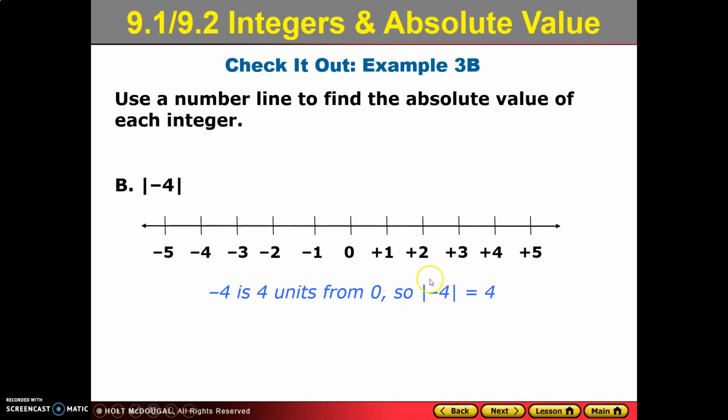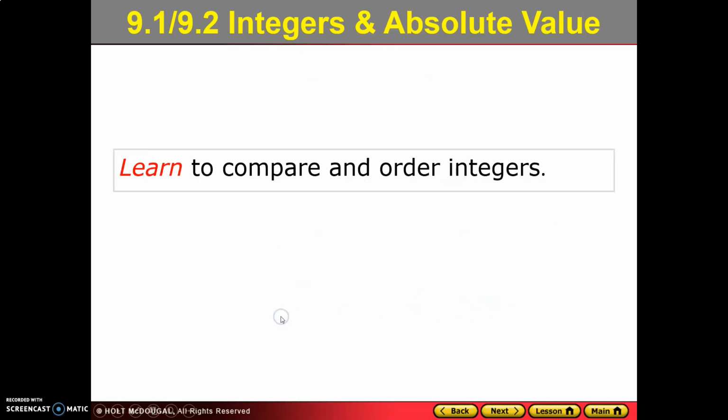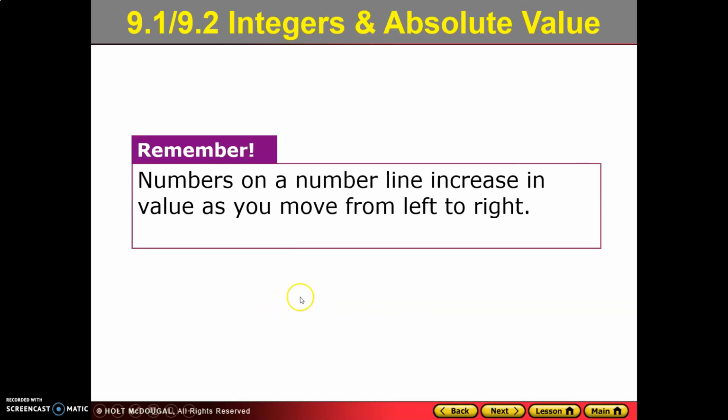This is what I want to see on your papers, okay? If you were turning in homework to me normally, this is what I'd want to see. The absolute value of -4 equals 4. Now we're moving on to 9.2, where we're just quickly going to compare and order integers.